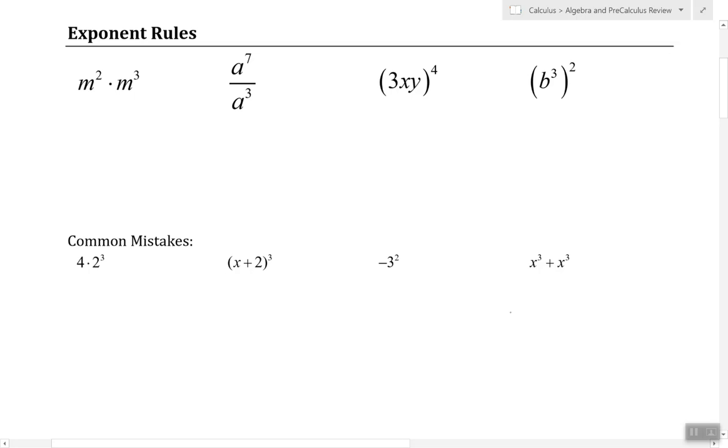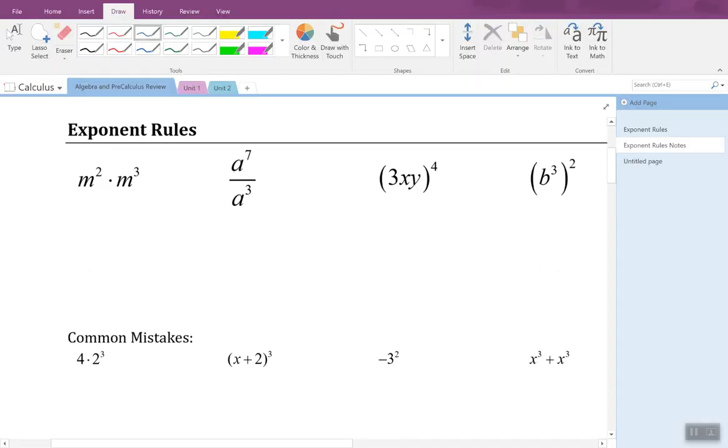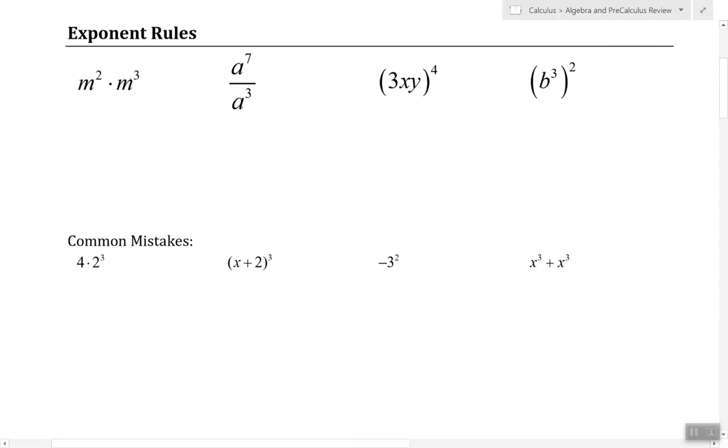Let's review a few exponent rules. So the first is we're multiplying two things that have the same base. When you're multiplying, you want to keep the base and add those exponents together. When dividing, we want to keep our base again, which in this case is a, and instead of adding, subtract our exponents, giving us a to the fourth.